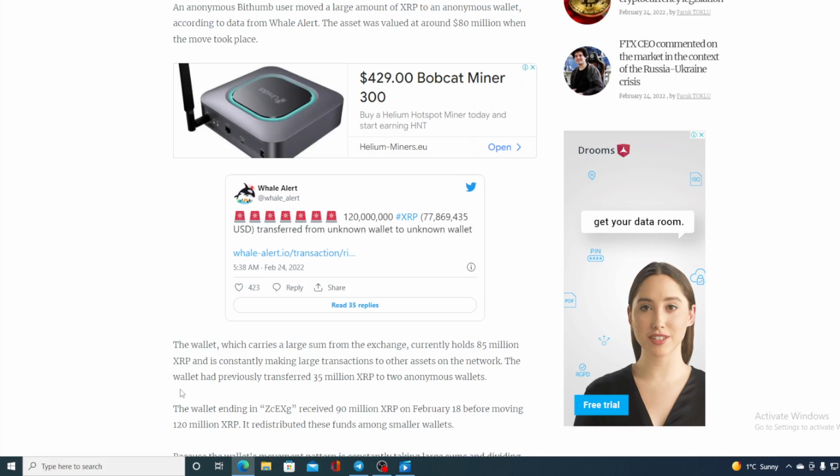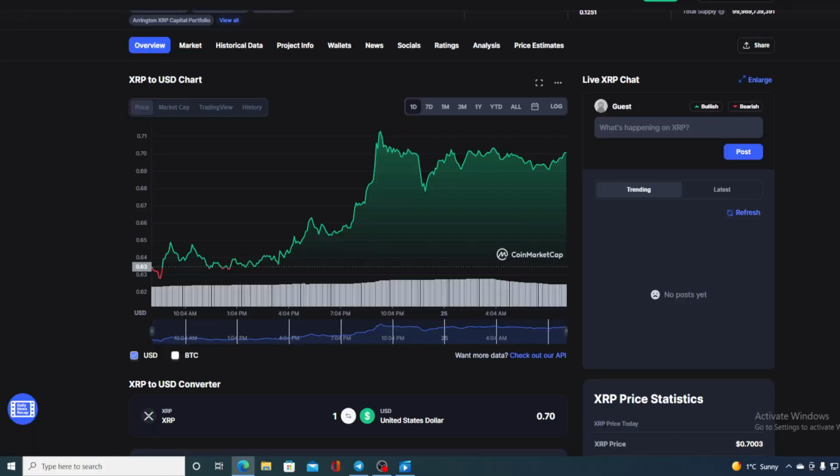The wallet ending at ZCEXG received 90 million XRP on February 18 before moving 120 million XRP. It redistributed these funds among smaller wallets. So guys, XRP is getting back its popularity and the price is rising.